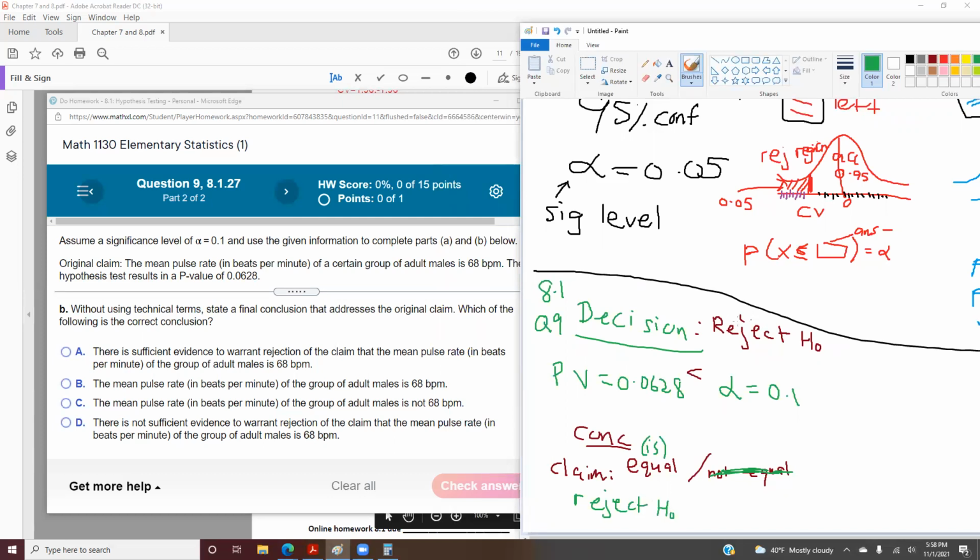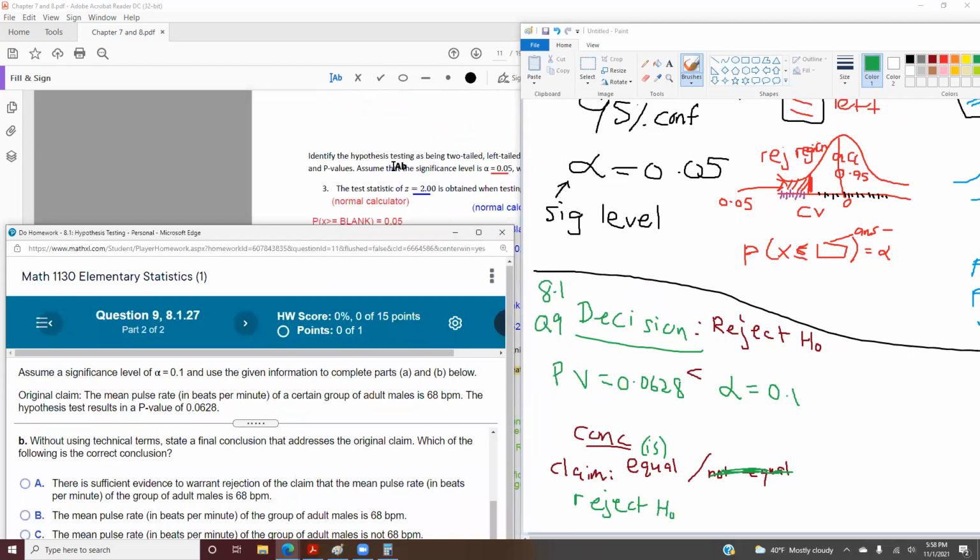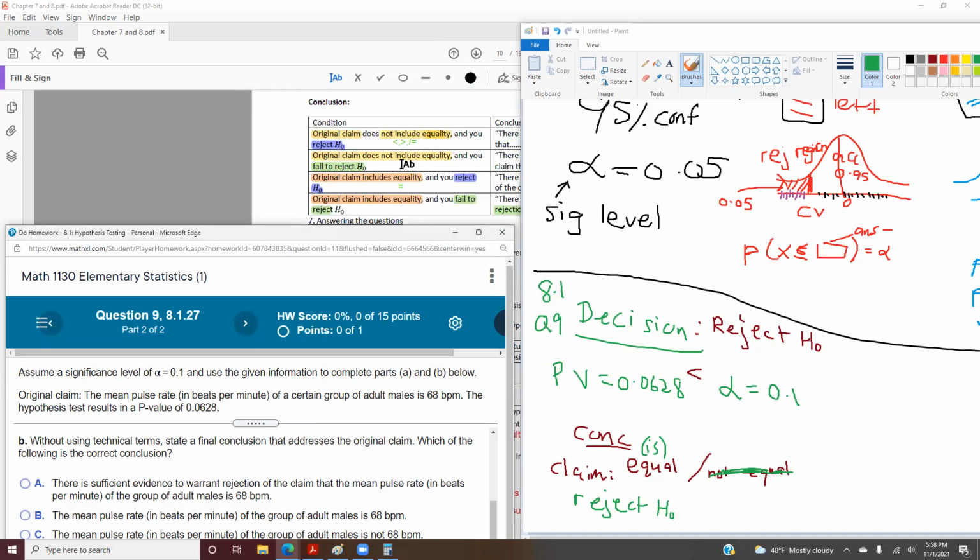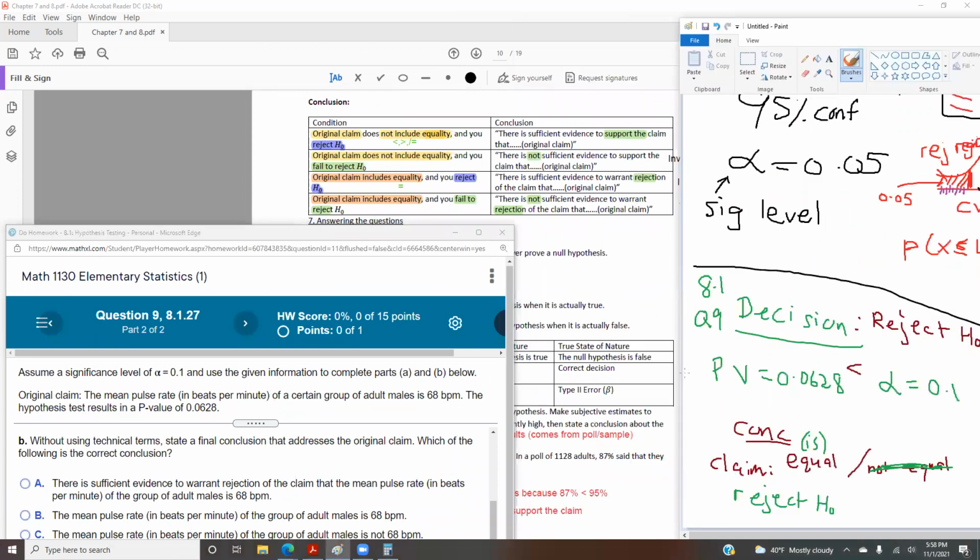This is from your decision on top, right? So now look at your table. Can you tell me which conclusion we are making here? It says that your claim includes equality, and you reject H0. Is that number 1, number 2, number 3, or number 4? So it's going to say there is sufficient evidence to warrant rejection of the claim. So it's number 3, right?